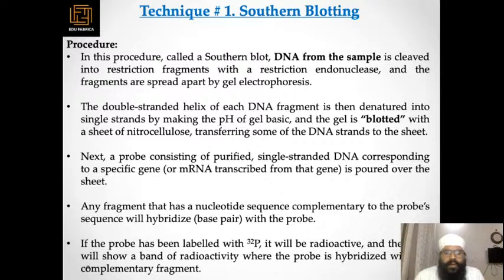Next, a probe containing a purified single-stranded DNA corresponding to a specific gene is poured over the sheet. Any fragments that have a nucleotide sequence complementary to the probe sequence will hybridize with the probe. If the probe has been labeled with 32 phosphorus, it will be radioactive, and the sheet will show a band of radioactivity where the probe is hybridized with the complementary fragments.